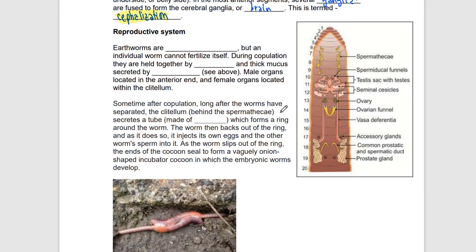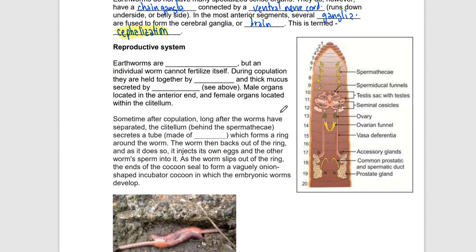Reproductive, so they are hermaphrodites, right? Hermaphrodites. Okay, but an individual worm cannot fertilize itself. During copulation, they are held together by their setae, so they not only are involved in movement, but also in reproduction. And they produce a very thick mucus secreted by that clitellum.